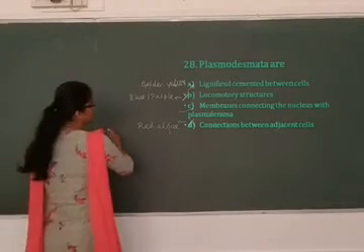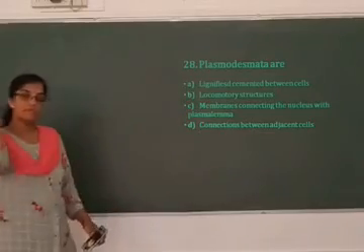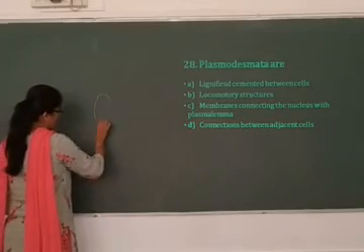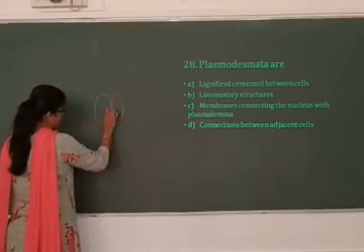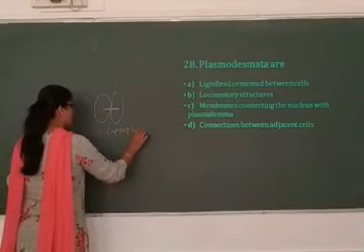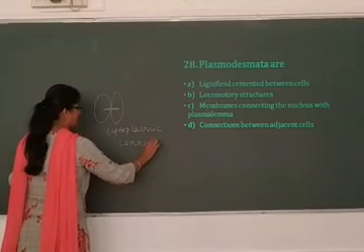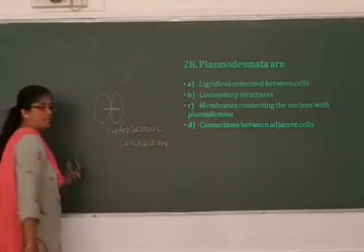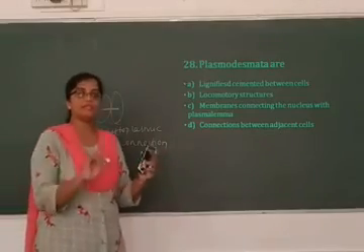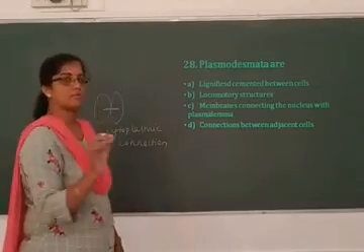The next one, plasmodesmata are. This we have studied many times. The plasmodesmata are the cytoplasmic connection between adjacent cells. Two adjacent cells will be connected to each other through a structure called plasmodesmata, a cytoplasmic connection.